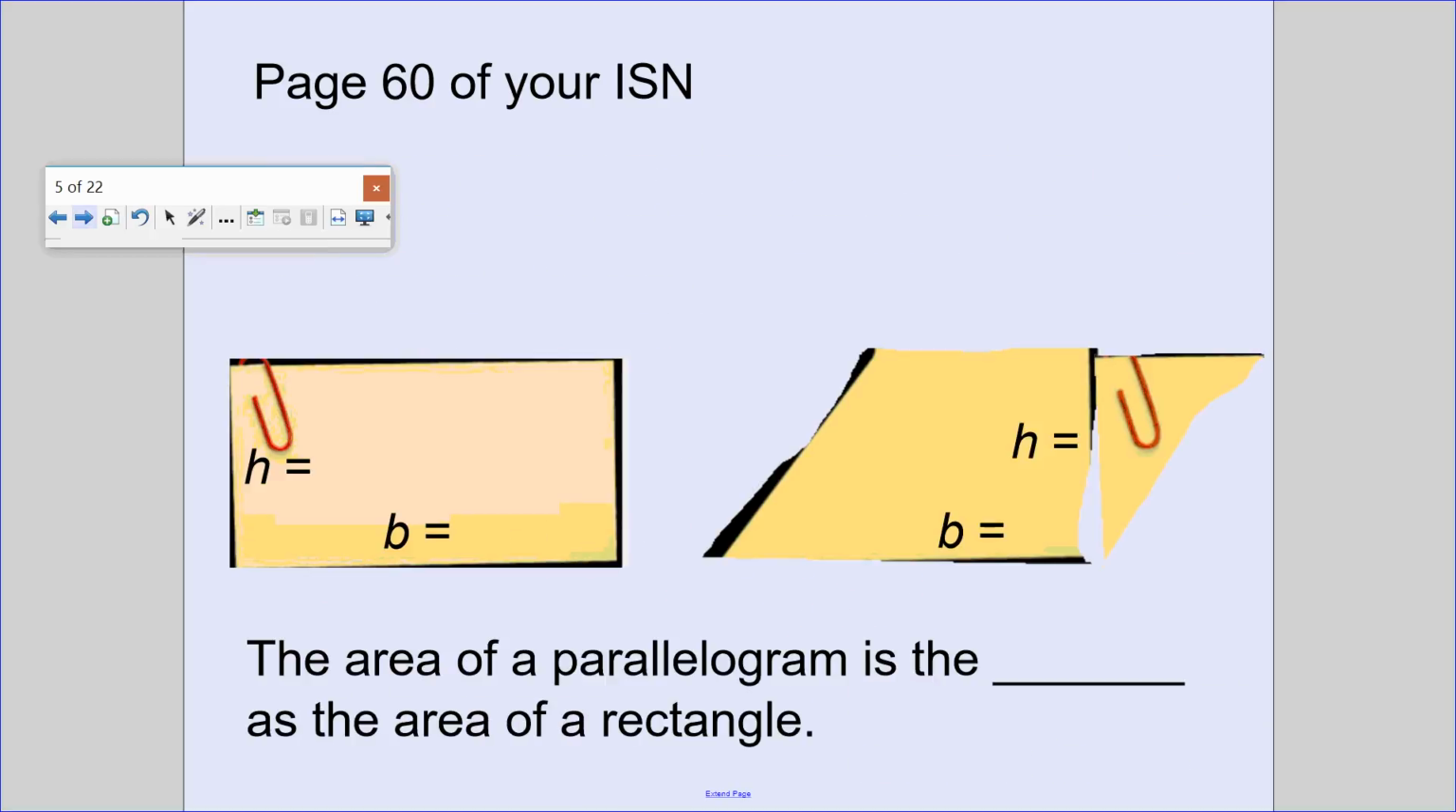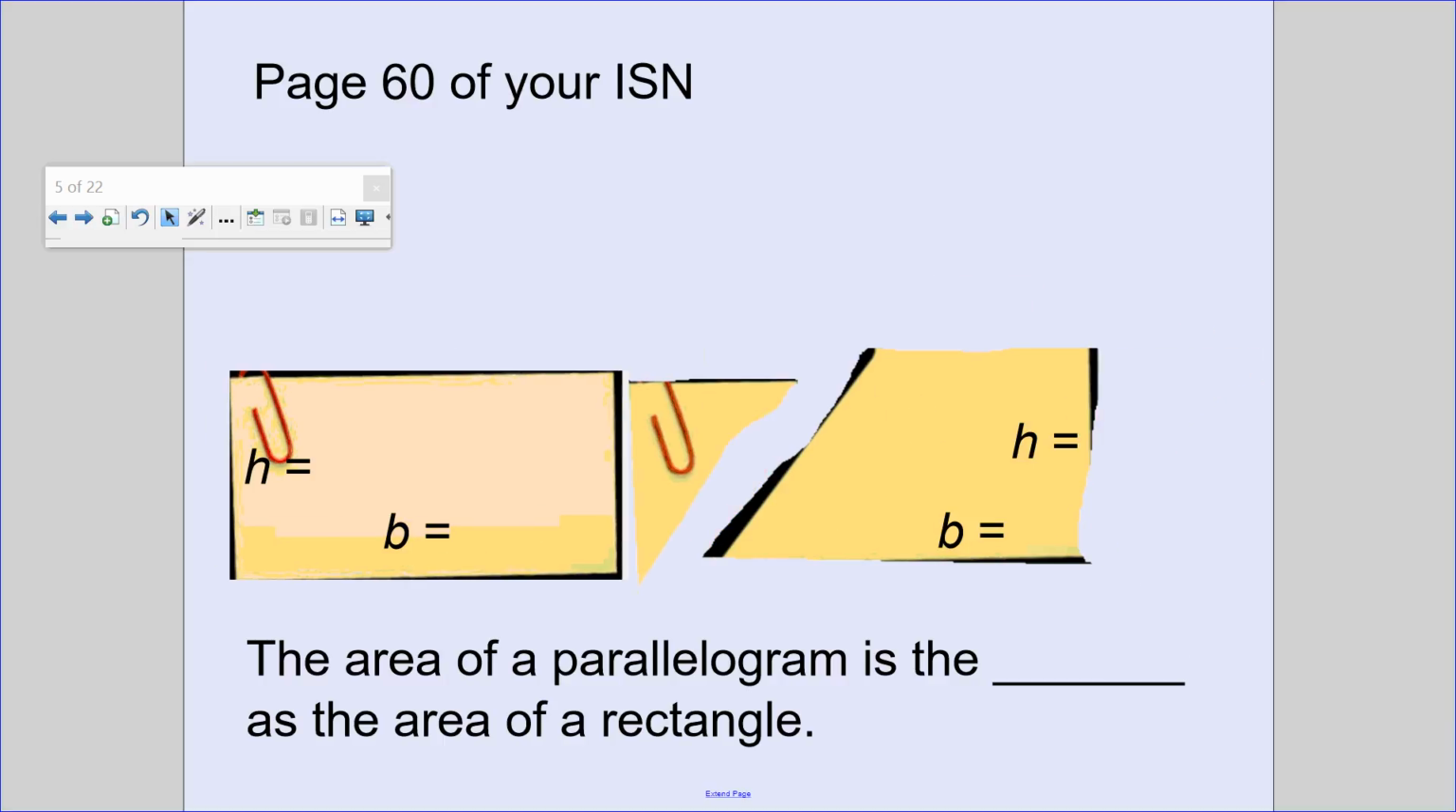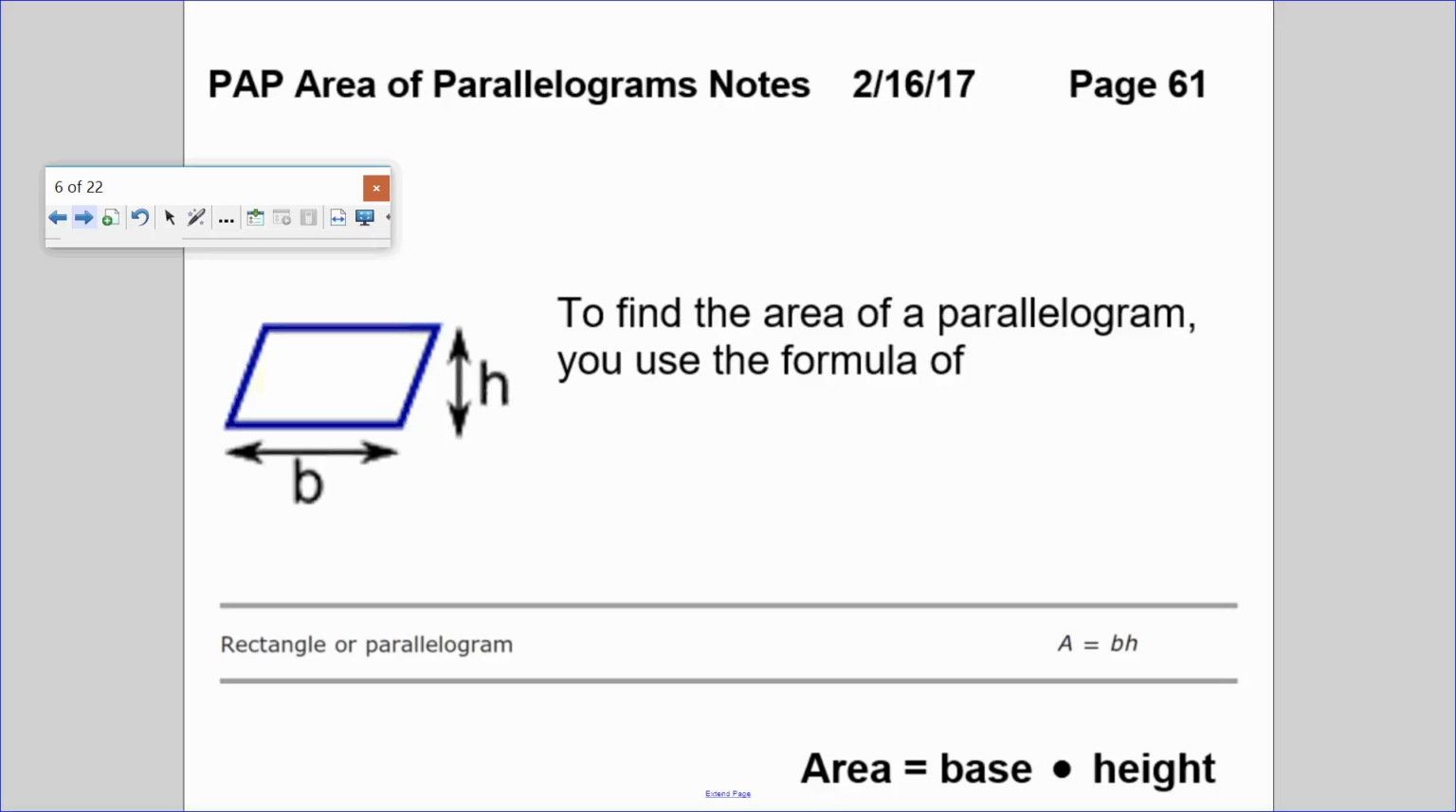So the area of a parallelogram is the same as a rectangle. Does it look the same to you? It does to me. So the area of a parallelogram is the same as the area of a rectangle using base times height. So to find the area of a parallelogram, you use the formula A equals BH. A stands for area. B stands for the base or the bottom, and H stands for the height.